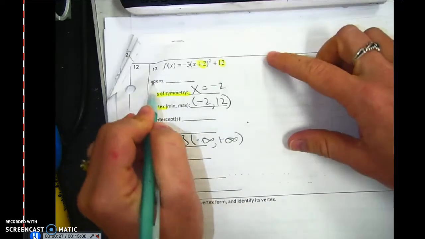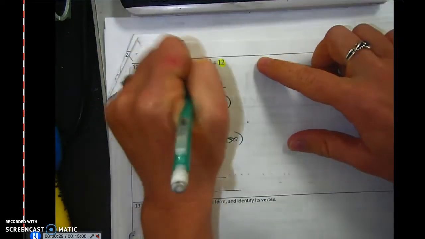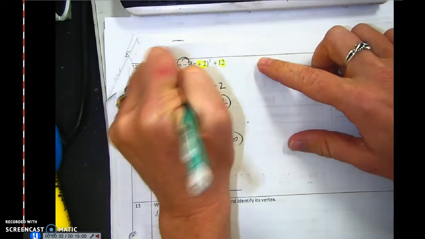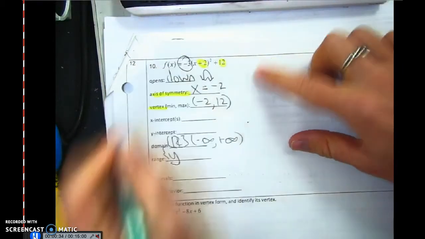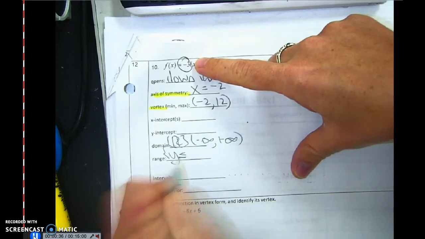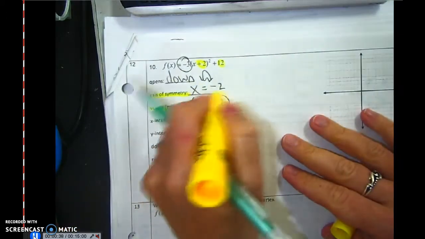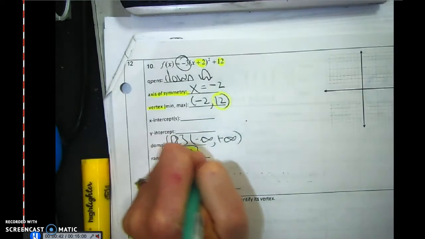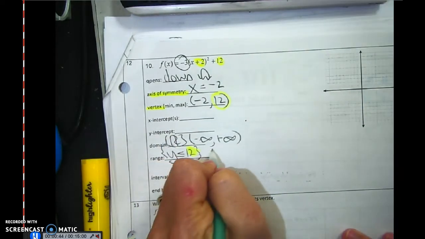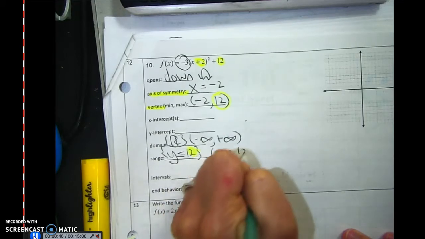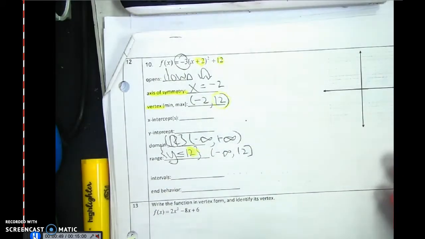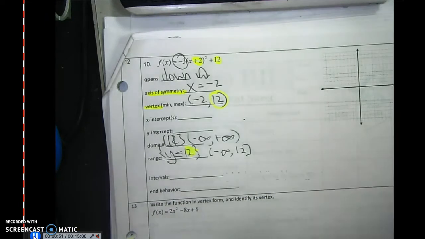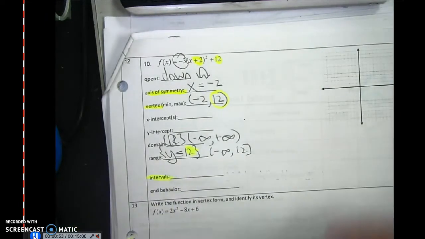Now, I better take care of whether it opens up or down. This negative means it opens down. So since it opens down, it's going to be less than or equal to the y value of the vertex, which is 12. Which means if it's going down, it's starting with negative infinity and going to 12. Okay. I can actually do the intervals as well because the intervals are tied in with the vertex.